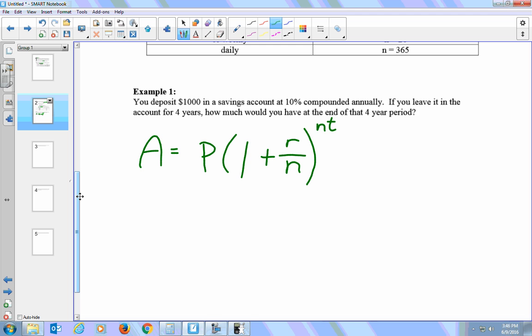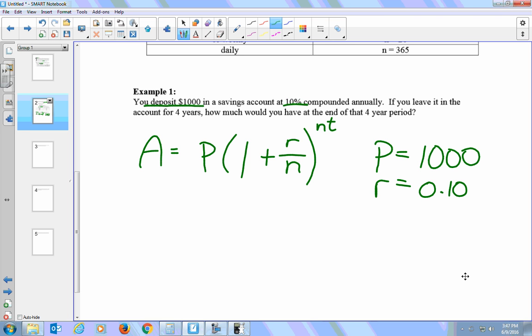Okay, so there's a lot of different components here, so let's pick them out from the question and see if we can get all these different components. We need the principal, the rate, the compounding amounts, and the time. So our principal says you deposit $1,000 in savings, so $1,000. Our rate is 10%, so we write that as a decimal, 0.1. You can write the 0 if it helps, but you don't need to.